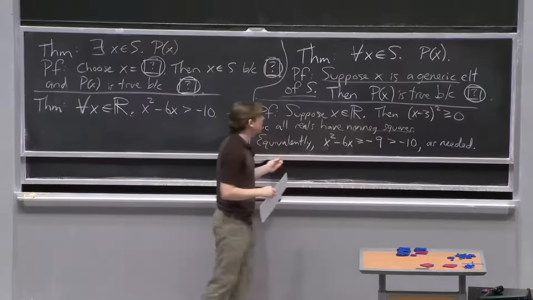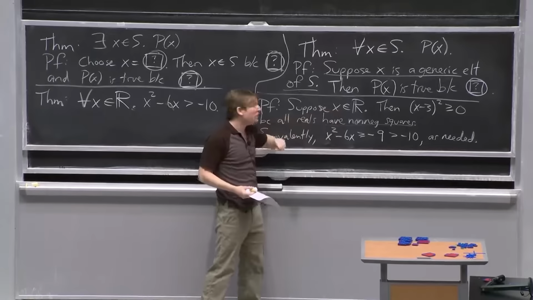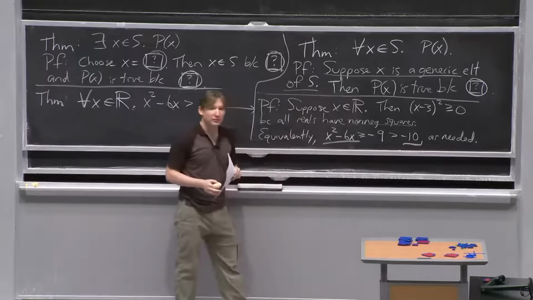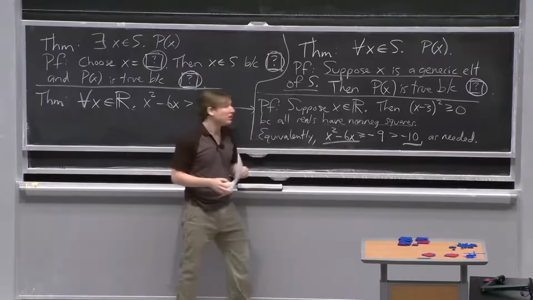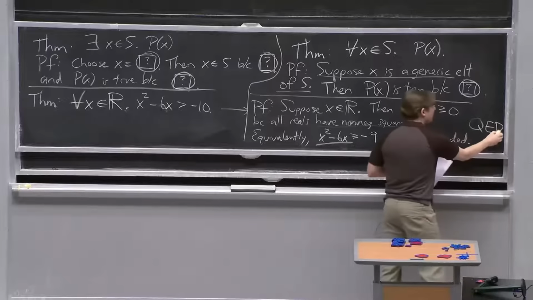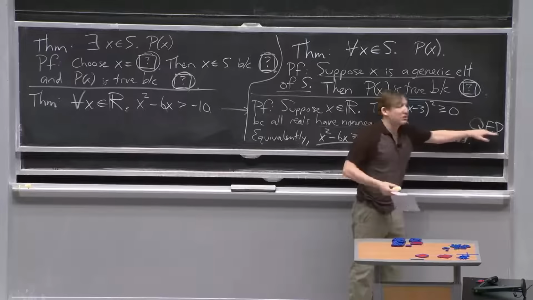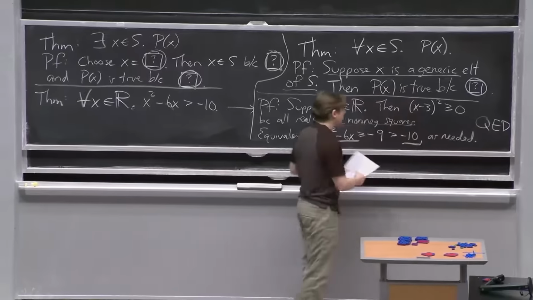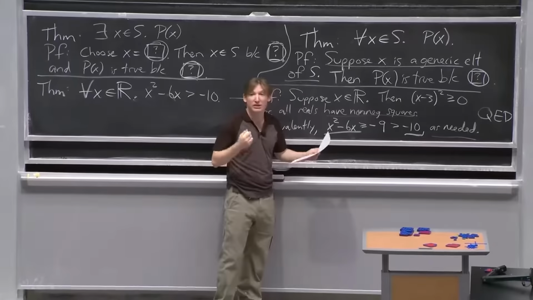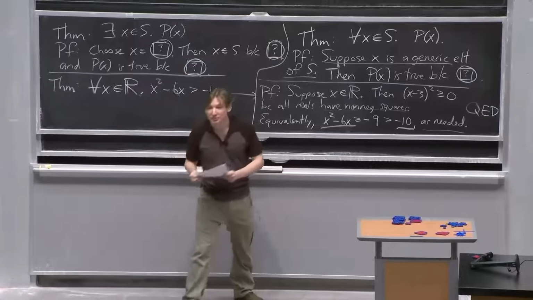So we started with: pick some element of R without specifying which one. We ended with the property we need is true, QED. Sound good? QED, by the way, is a common way to mark the end of a proof. It's Latin for quod erat demonstrandum, which was to be shown. So it's a synonym for like as needed or as desired, QED, all the same thing. All right? Question?